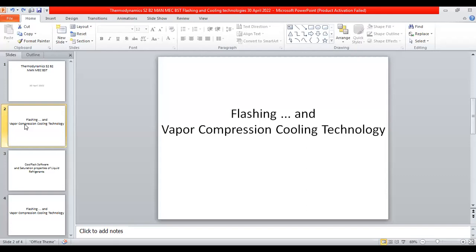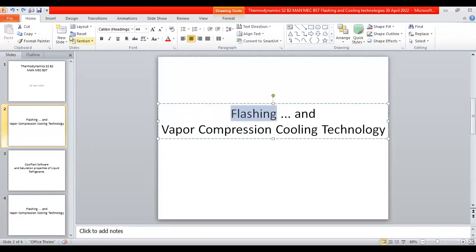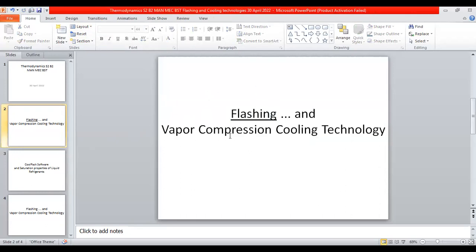This is about flashing, but I couldn't upload the video yet, so hopefully I will send it today. So flashing and vapor compression cooling technology. Here the key is flashing. When you know about flashing, you can understand vapor compression cooling technology very well.